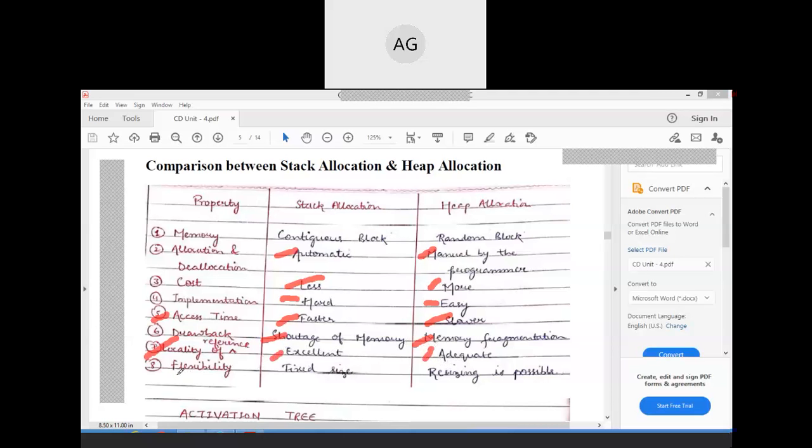Then the eighth property is flexibility. The stack is of fixed size, but in the case of the heap, resizing is possible. So, as you can see here, most of the properties of heap allocation are better than stack allocation. That's why we are using heap allocation. But heap allocation is much costlier, so if you have a shortage of money, then you can also use stack allocation.